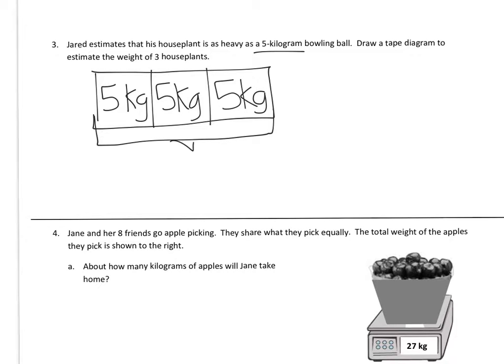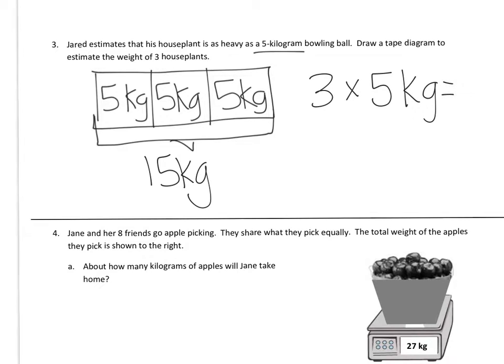I need to find the total weight. 5, 10, 15. 15 kilograms. Can you think of a number sentence that can also explain this work? Well, I have 3 groups times 5 kilograms in each group equals 15 kilograms.